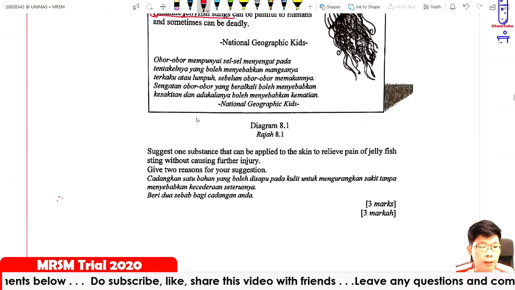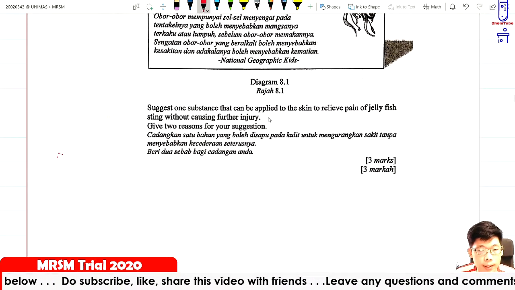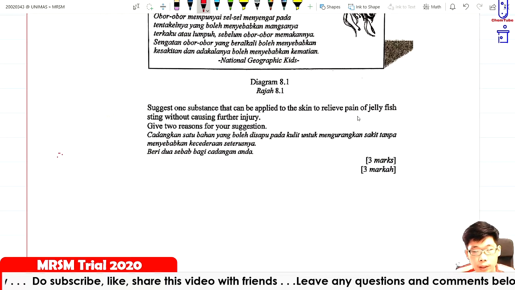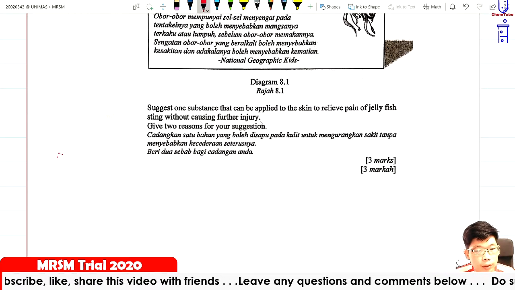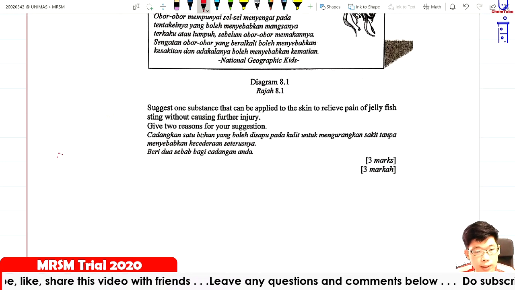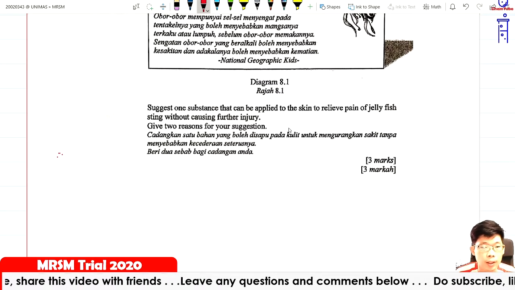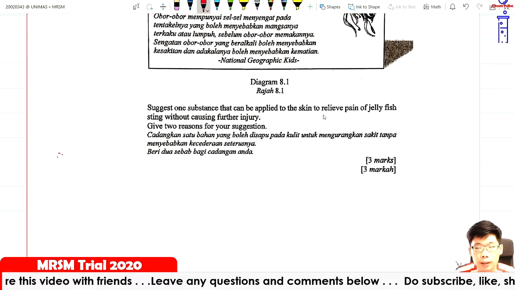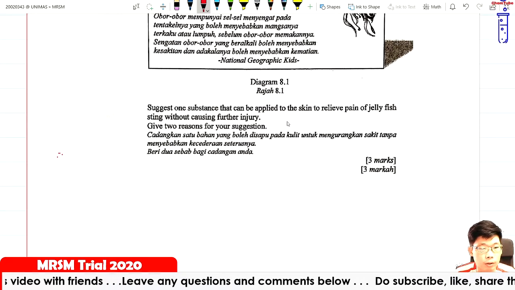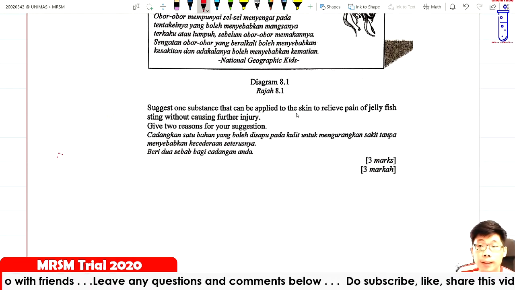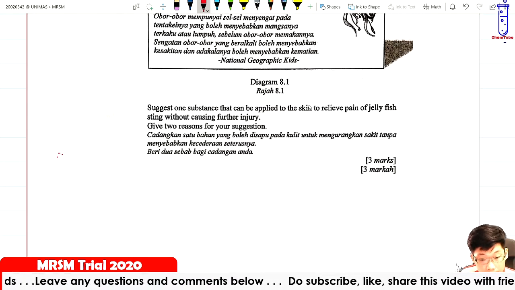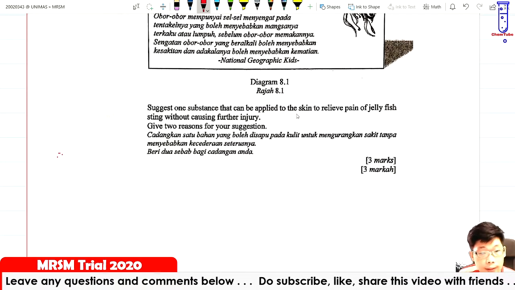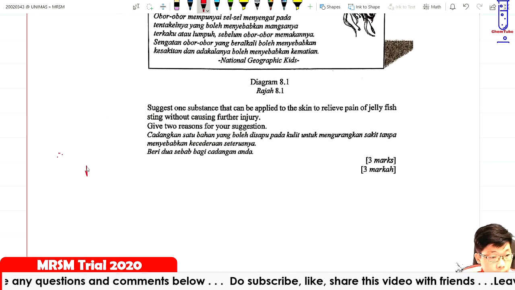Okay, suggest one substance that can be applied to skin to relieve the pain of the jellyfish sting without causing further injury. Give 2 reasons for your suggestion. So just now we know that the sting will be alkaline, right? So we have to choose something that is acidic to neutralize the sting. Okay, so point number 1.